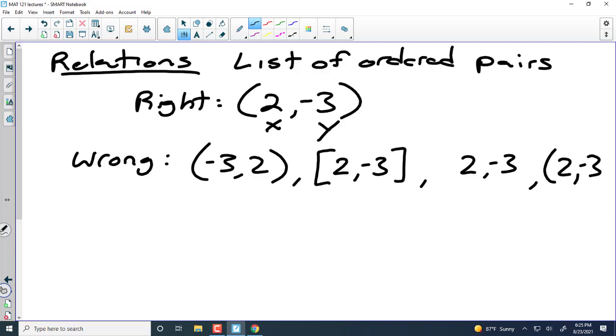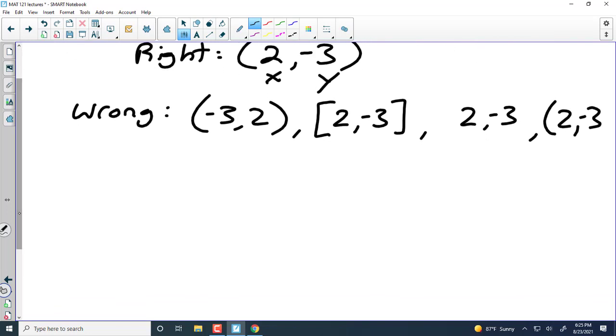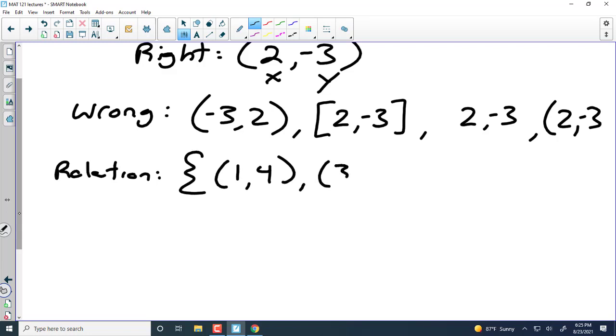Now that we're reminded what an ordered pair is, a relation is just a list of these things. When we write a list in this class, we often put it inside a set of braces. So a relation would look something like this. Just a list of ordered pairs. Later we're going to graph one of these relations and see what they look like, but that's all you need for a relation. It's actually pretty easy to be a relation. You just write a bunch of ordered pairs and you've got one.